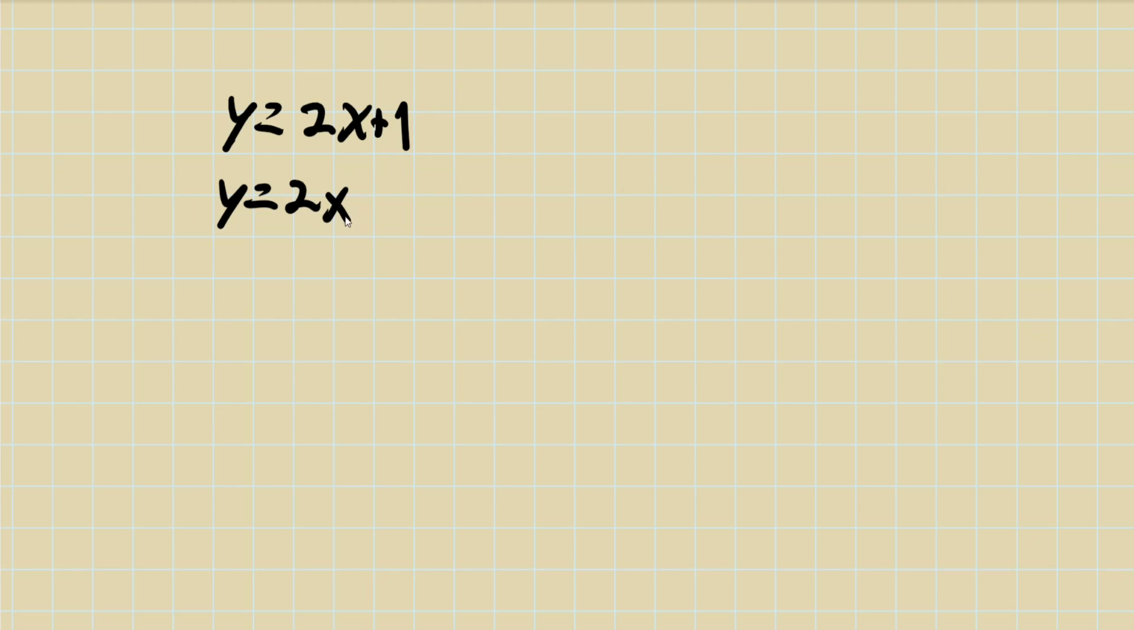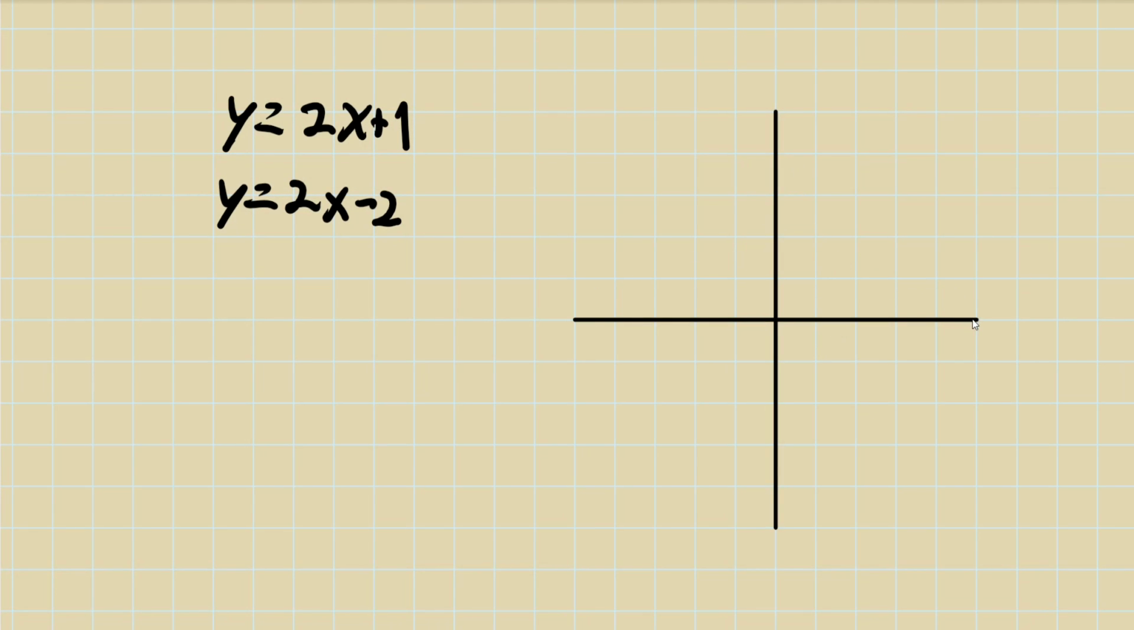All right, how about another example? How about we have y equals 2x plus 1 and y equals 2x minus 2. We're going to do this again by graphing. So let me get a coordinate plane. There we go. And let's start by graphing the first equation.